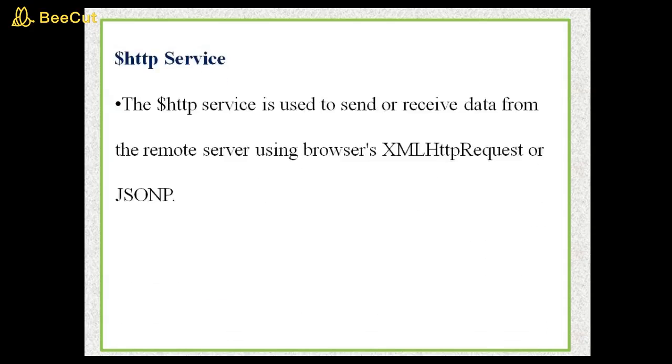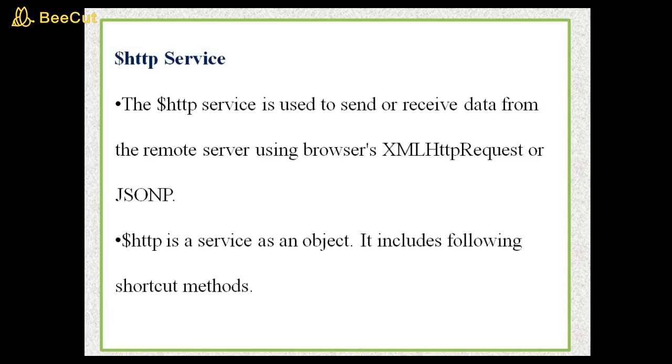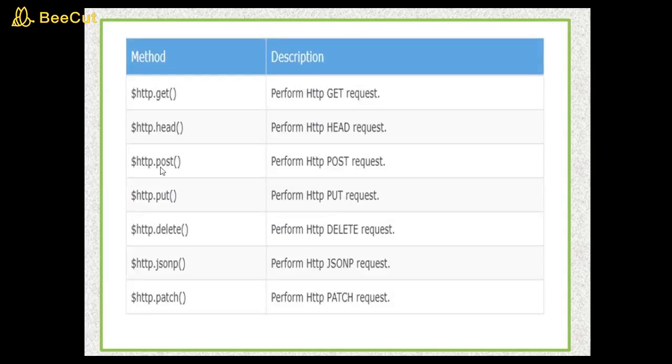$http service. The $http service is used to send or receive data from the remote server using the browser's XMLHttpRequest or JSONP. $http is a service as an object. It includes the following shortcut methods. See, $http.get method, $http.head method, $http.post method, $http.put method, $http.delete method, $http.jsonp method, $http.patch method. You can see here the description.